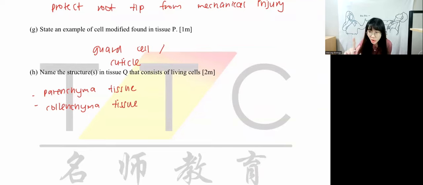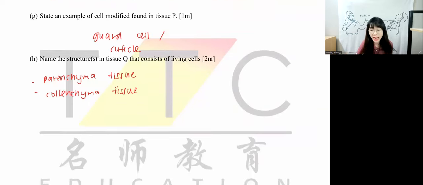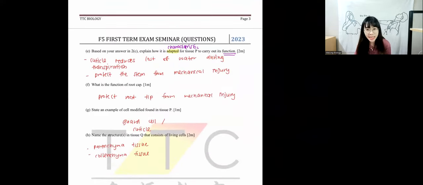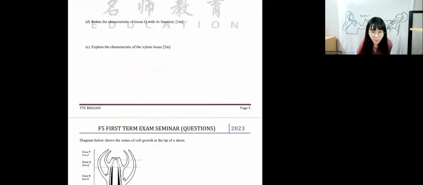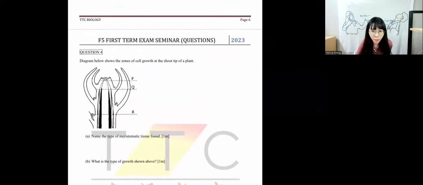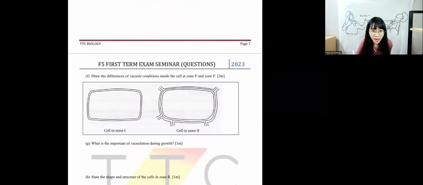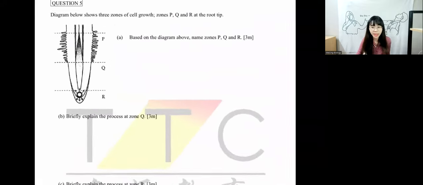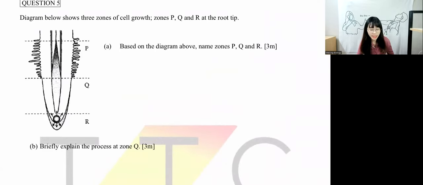Okay, now I'm going to try one more question before we go back to notes. We're going to try the three zones. Okay, anybody has question in question two? Anybody want to ask anything in question two? Okay, now we're going to move to the next one. Let's look at page 9, question 5, guys. Let's try page 9, question 5.